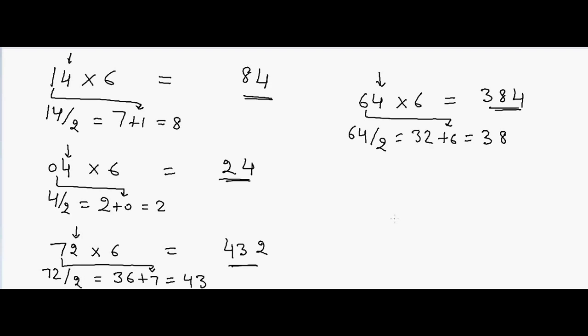So how did I get this trick? I just looked at the table of 6 and looked into the patterns, and this is what I got. This is only valid for even numbers. You cannot apply this trick for odd numbers. It's only valid for even numbers, but still this trick could be handy for some of the calculations you will have in exams or your day-to-day life. So I hope this trick works.